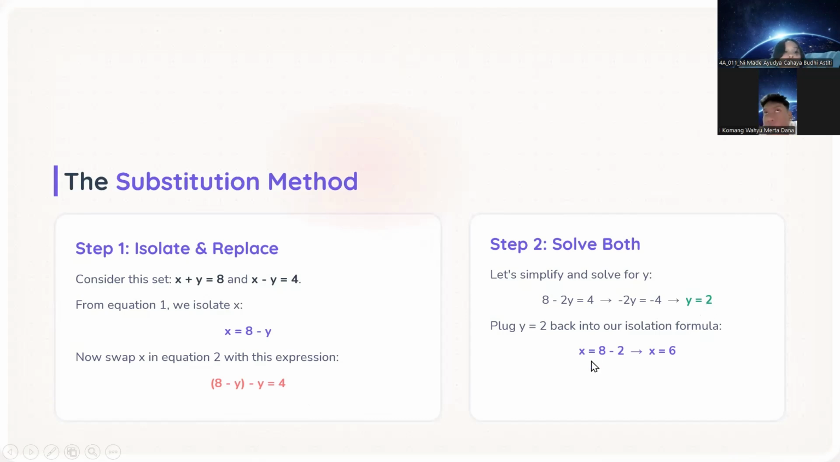So we plug the value y equals 2 back into our isolation formula, and then we get x equals 8 minus 2, and the value of x is 6. Therefore, the value of x is 6 and the value of y is 2.